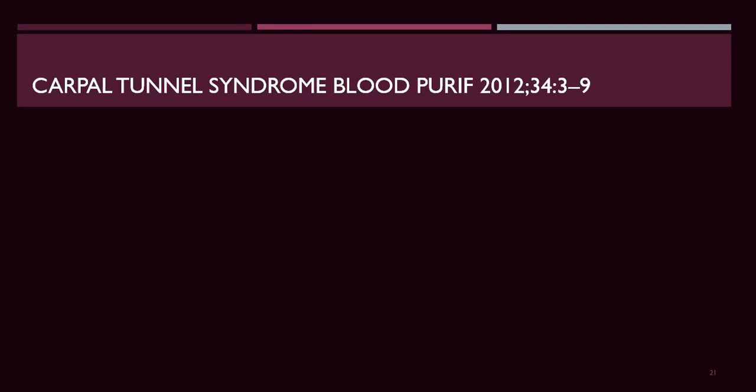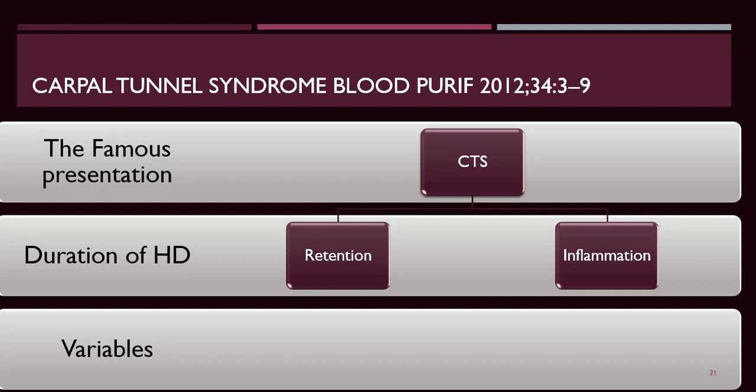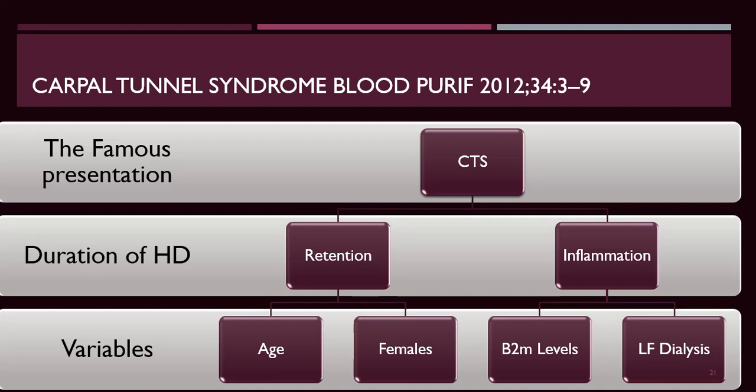Carpal tunnel syndrome is a famous presentation, and depends on the duration of hemodialysis, from retention as well as from inflammation. Whenever age, female sex, beta 2 microglobulin levels, and low flux dialysis, all these four variables, increase the deposition. So carpal tunnel syndrome is one of the clinical presentations of dialysis-related amyloidosis.